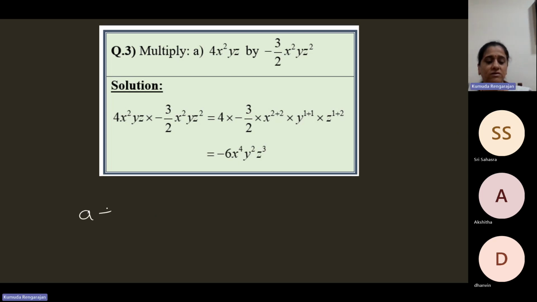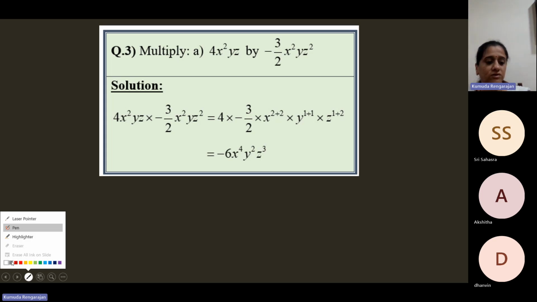So how many terms are there in this? How many terms? 3 terms. Why? Because we have the plus. So this plus and minus, they separate. So 1, 2, 3 terms. Here, how many terms? 1 term, sorry. How many terms? 3. How many terms? 1 term. Okay.